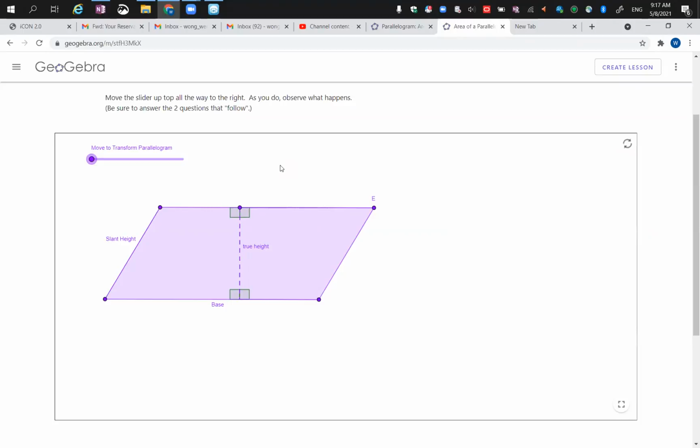So I've got a parallelogram. We've got this dotted line in the middle that actually is perpendicular to the base. Perpendicular means 90 degrees.